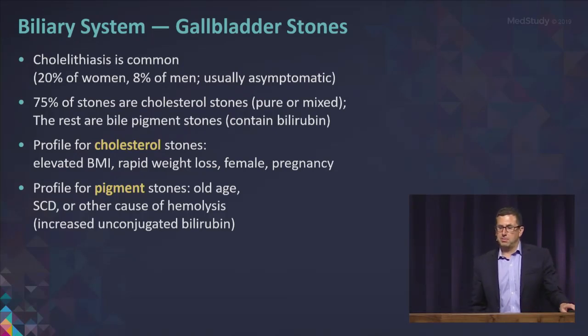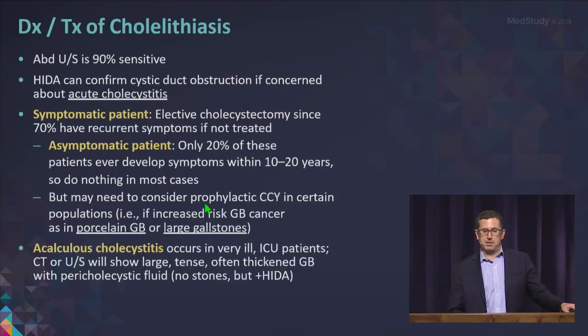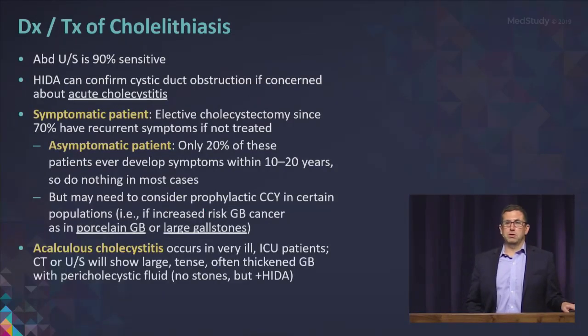So the biliary system: gallbladder stones, cholelithiasis, very, very common, often asymptomatic, more common in women. Most are cholesterol stones. The rest are pigmented stones because they contain bilirubin. Typical profile for cholesterol stones would be an elevated BMI, rapid weight loss, female, pregnancy. Profile for pigment stones would be old age, sickle cell disease, or other causes of hemolysis because of the increased unconjugated bilirubin. Sonogram is really the best test.